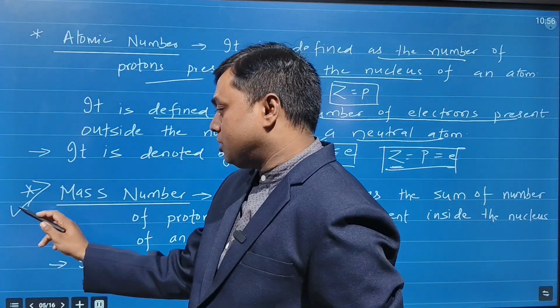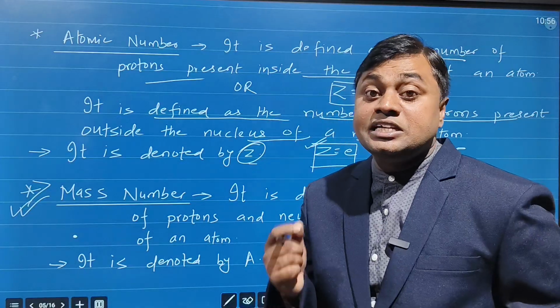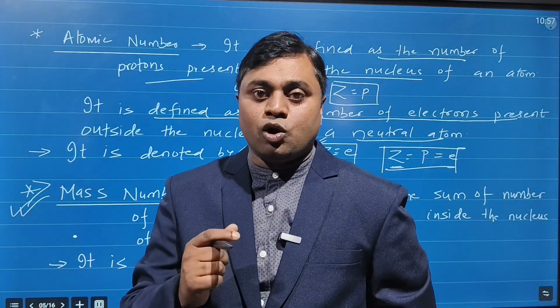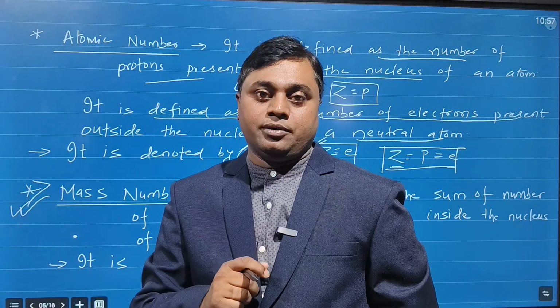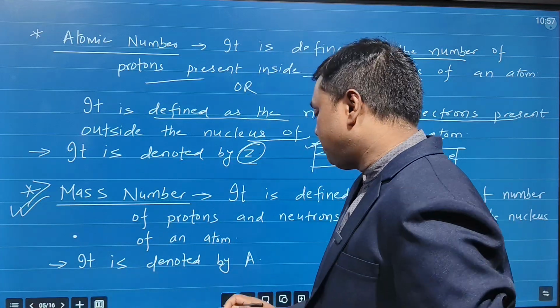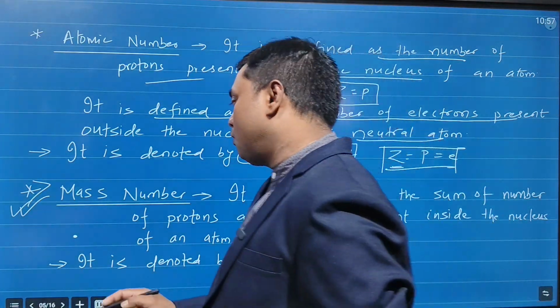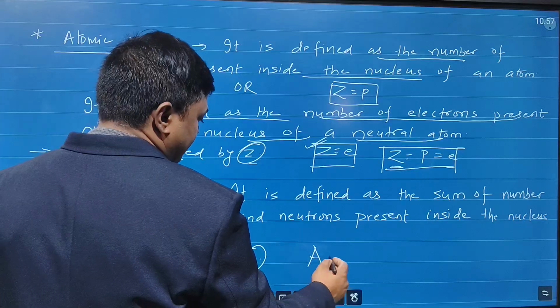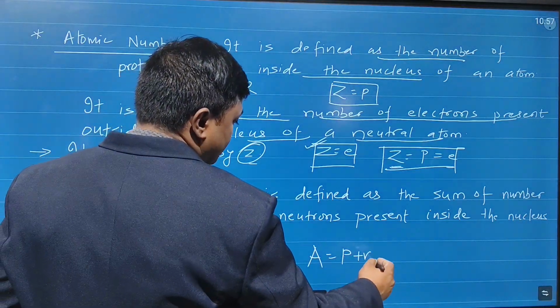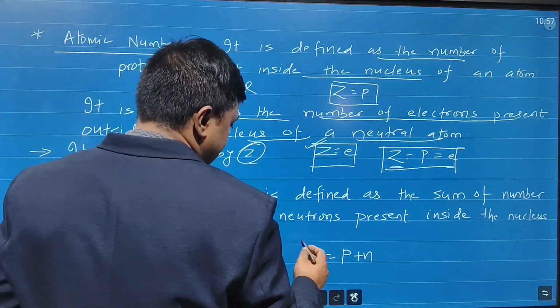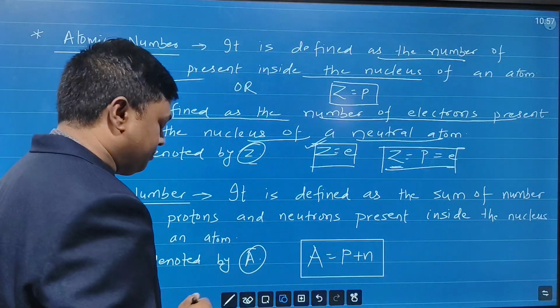Let's talk about the mass number. It is the sum of protons and neutrons present inside the nucleus of an atom, and it is denoted by capital A. So how can we write the mass number? Capital A is equal to protons plus neutrons, which are present inside the nucleus of an atom. Yes or no?